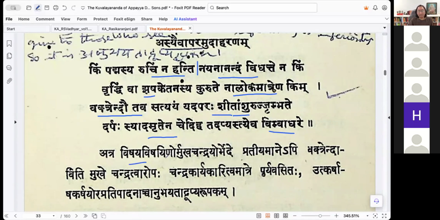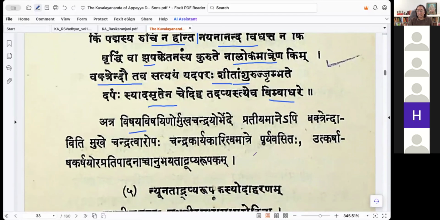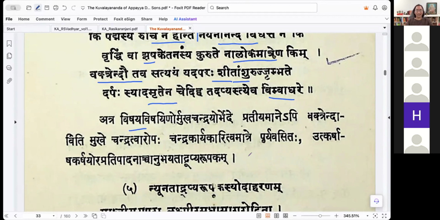Atra vishayinoho mukha chandrayoho bhede pratiyamane api mukham vaktram. Iti tatra vaktra padenaiva atra shloke nirdishyate. So the padam is mentioned here instead of saying naikayaha indau sati or asmin indau sati iti. Or bhumau indau sati.